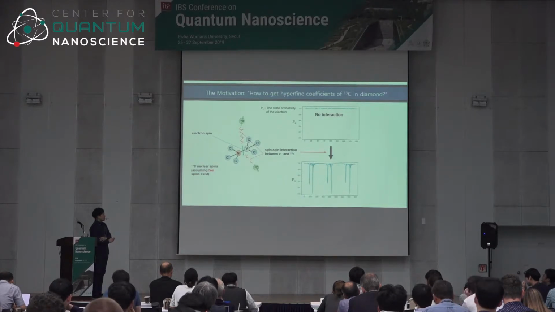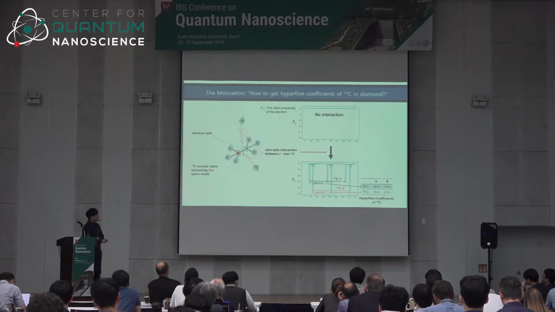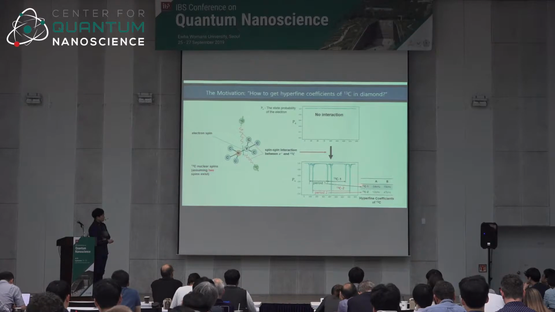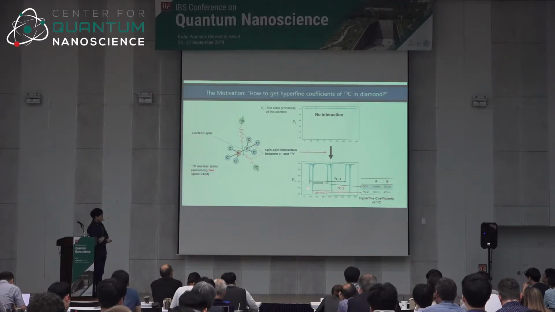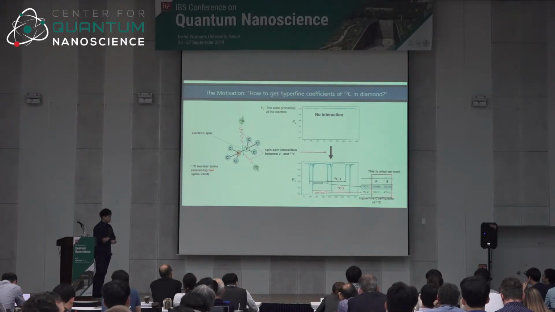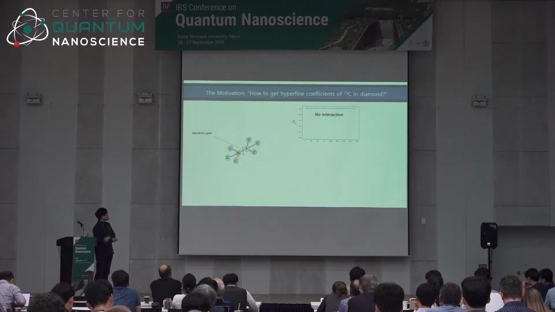And in this case, we have two carbon-13s, so we have two different peaks, each with its own period. And each period has a direct relationship to a hyperfine coefficient. So period 1 corresponds to this one, and period 2 corresponds to this one. And these hyperfine coefficients are our target for analyzing the CPMG signal.